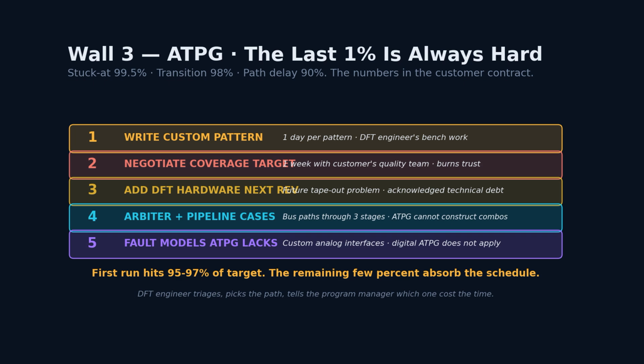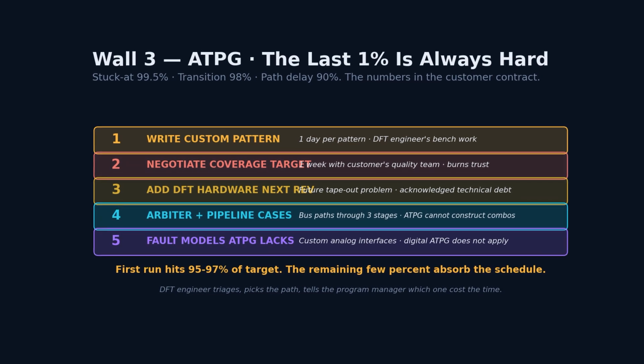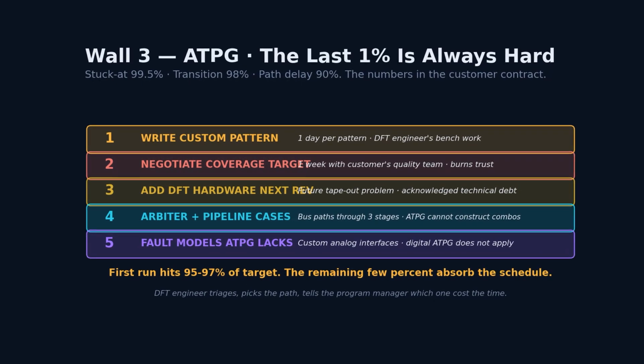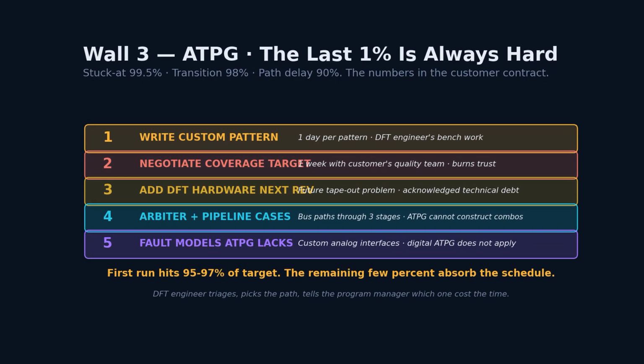Usually, the first run gets 95 to 97% of the target. The DFT engineer reads the report. The remaining few percent are always the hard cases. Buses that go through 3 pipeline stages and an arbiter where the tester cannot easily construct the input combination. Custom analog interfaces where digital ATPG does not apply. Fault classes the ATPG engine simply does not have models for.